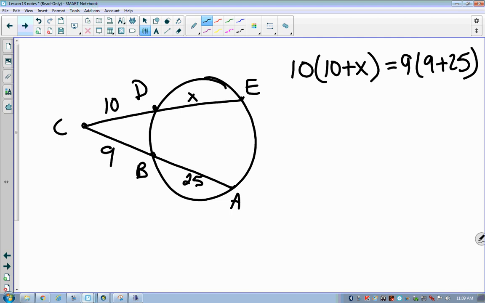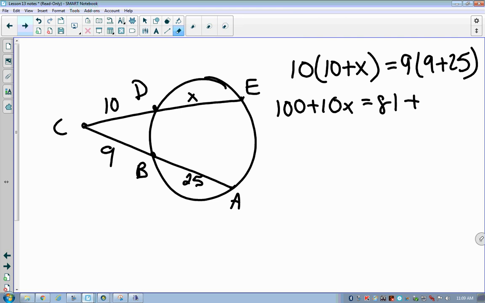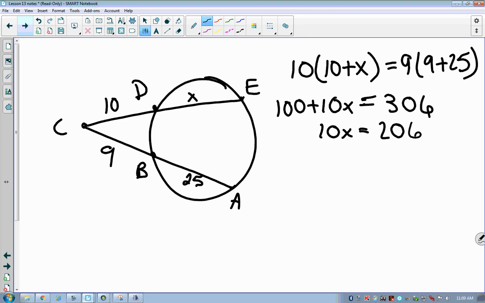Okay. So on the left-hand side, I can distribute. So I'm going to get 100 plus 10x. Over here, I distribute. So I got 81 plus what? Yeah, you get 306 is the whole thing. So if you do the whole thing together, you get 306. Now we're just simply solving for x. So subtract 100, so you got 10x equals 206. So x is going to equal what, 20.6? Okay, and that's it. That's all you've got to do.